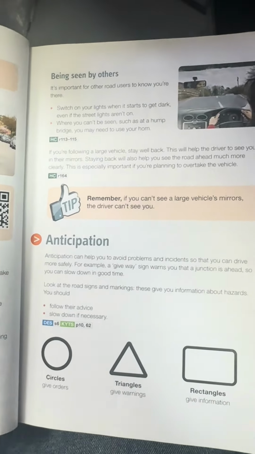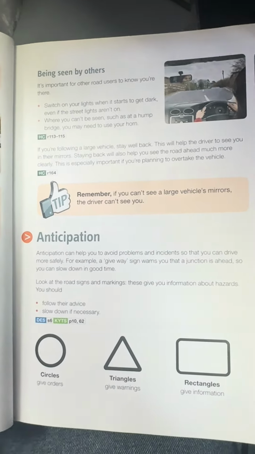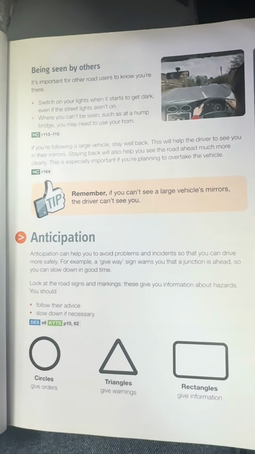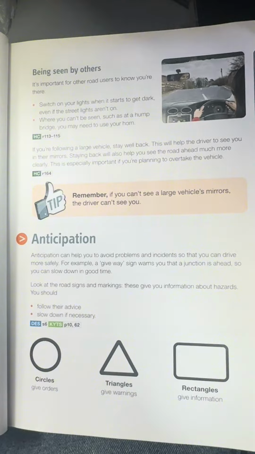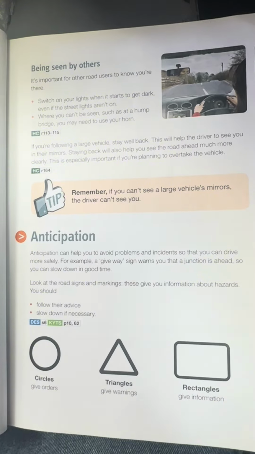It's always important for other road users to know you are there. Switch on your lights when it starts to get darker, even if the street lights aren't on. Where you can't be seen, such as at a hump bridge, you may need to use your horn.